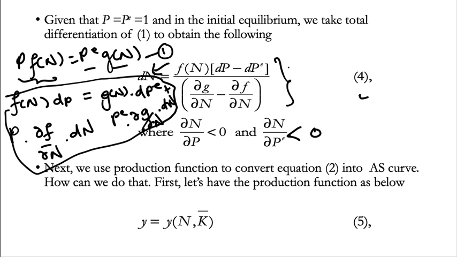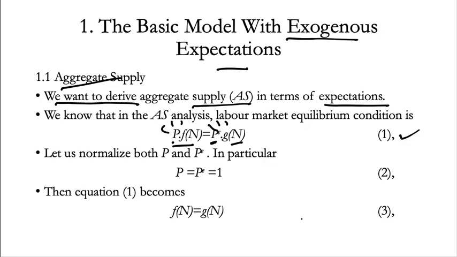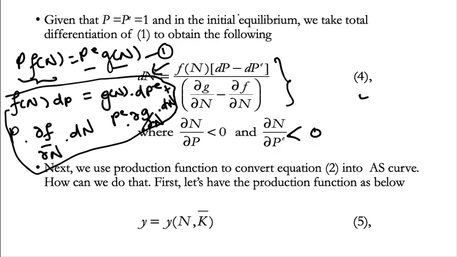Recall, our objective is to derive aggregate supply, but using the rational expectation model. We use the production function to convert 2 into an AS curve. Here, it's not to convert 2, there's a mistake here. It is to convert 4 that we obtained just now into the aggregate supply curve using expected price.